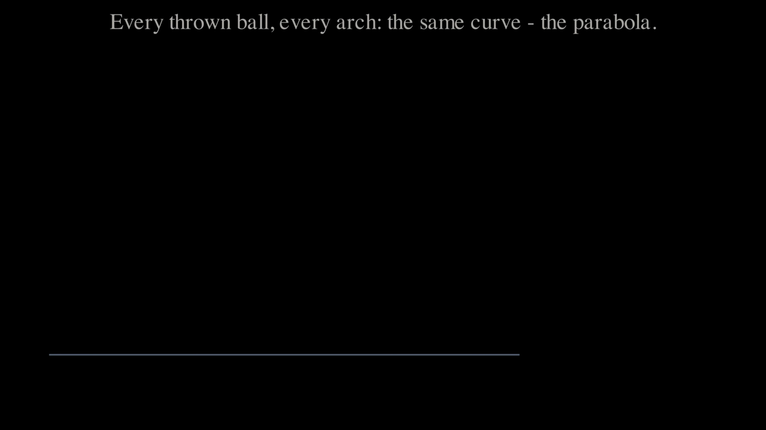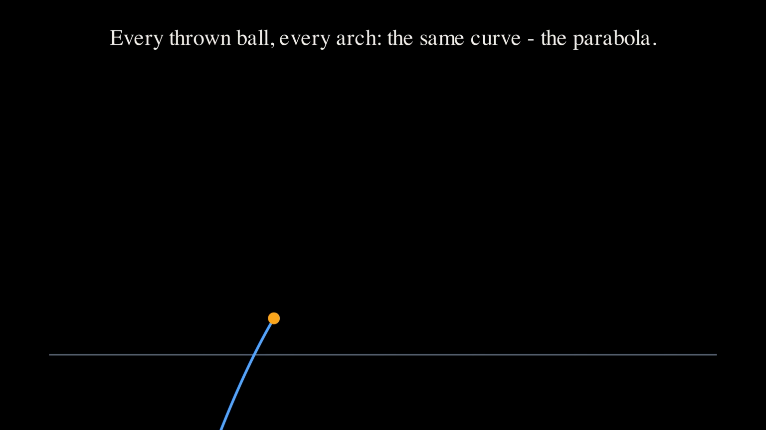Throw a ball, watch its path. It rises, curves over, and falls in one smooth, perfectly symmetric arc. That arc has a name. It's a parabola. And it is everywhere. The cable of a bridge, the jet of a fountain, the beam of a satellite dish.